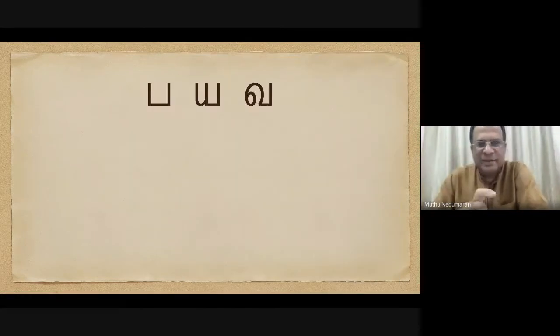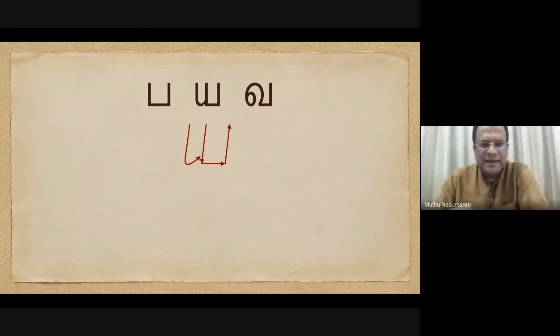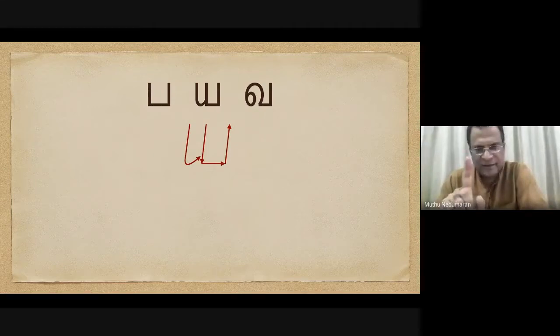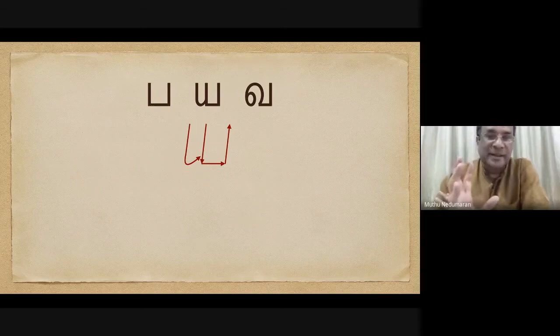This is the letter Pa, Ya, and Va in Tamil. And the way we normally write it is like this. So all strokes are up to down, except the last stroke, which goes down to up, right? So the stroke starts from top down, and then connects to the second stroke, which also comes from top down, and then the last stroke goes up. This is how we normally write it.